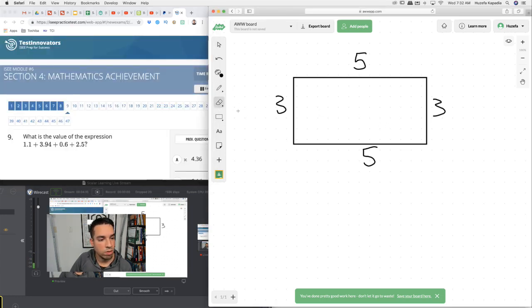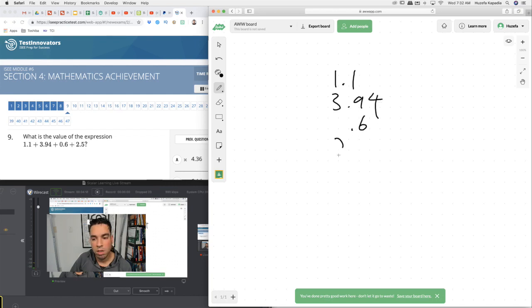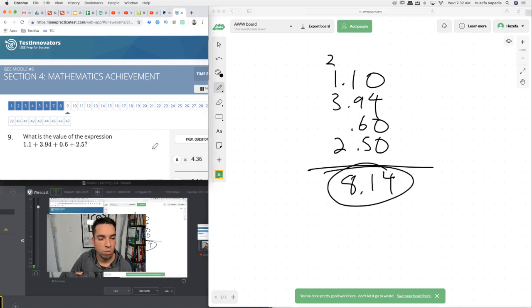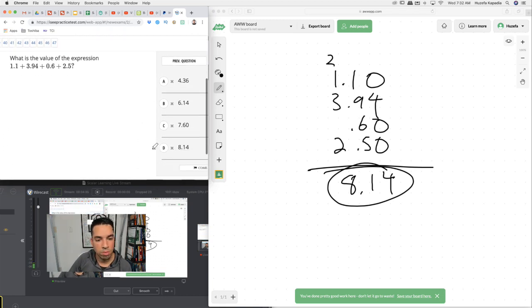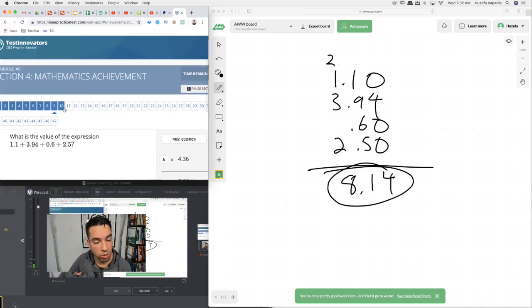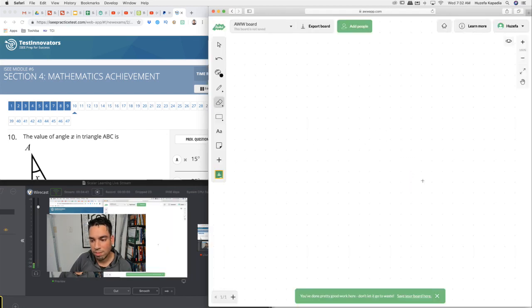Next, what is the value of the expression here? Okay, we got 1.1, 3.94, 0.6, 2.5, 0, 0, 0. 4, 10, 21, carry the 2, 3, 4, 5, 6, 7, 8. 8.14. Be really careful on these to make sure you are good with that arithmetic. One little mistake, and you have to redo the whole thing. You don't want to make a careless mistake. Those are pretty easy points to grab.